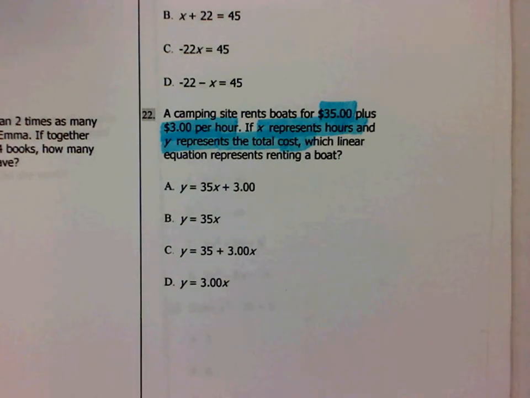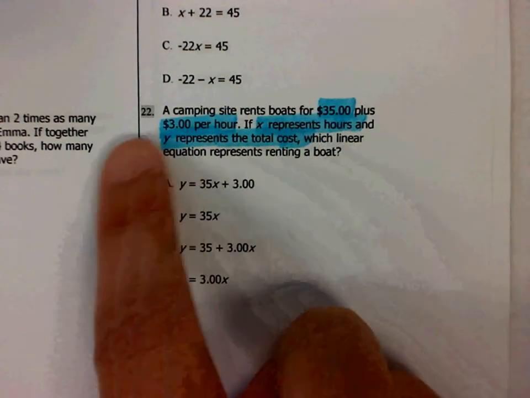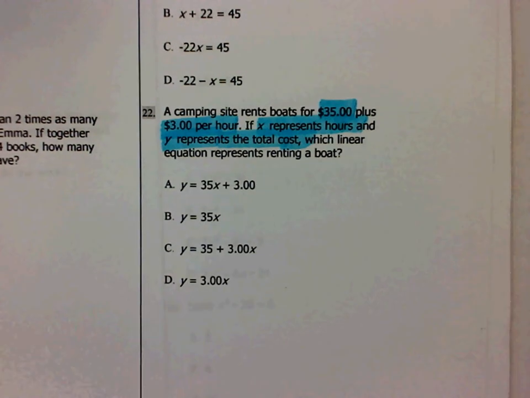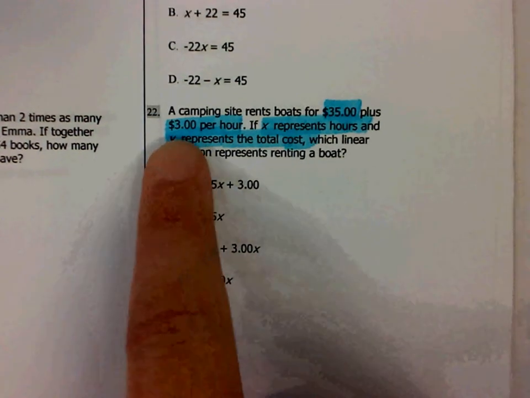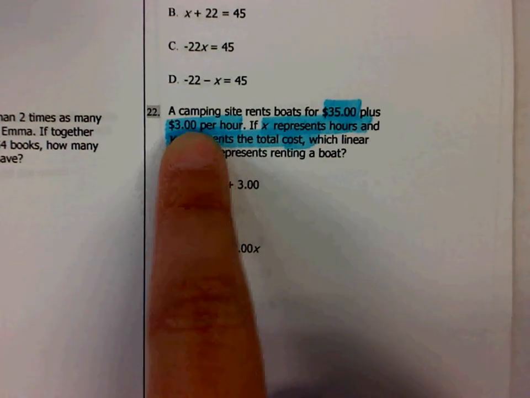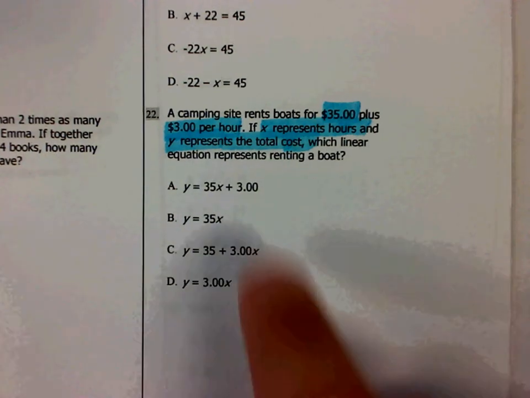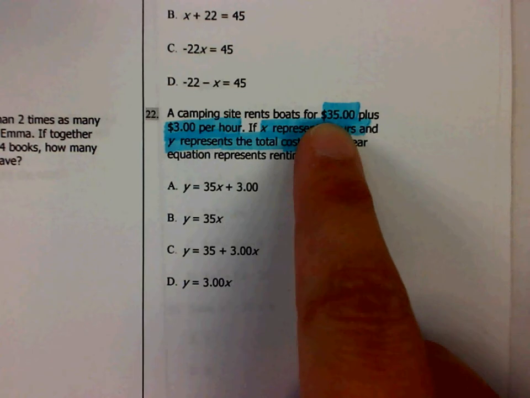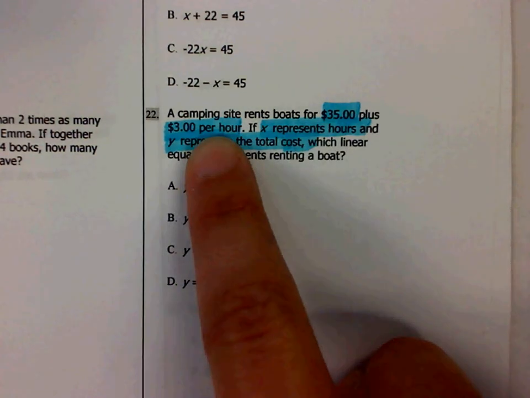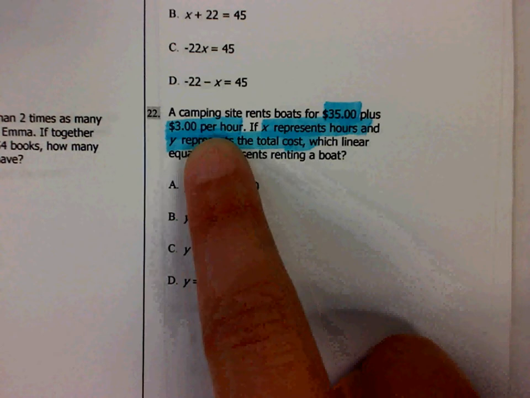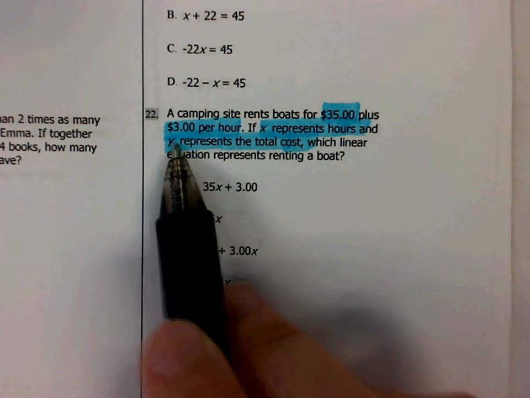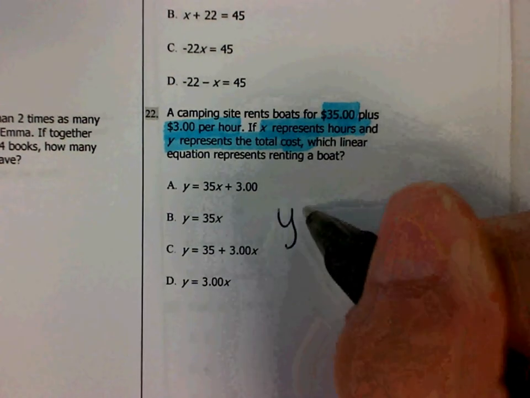If you are renting a boat from a camping site, you're always going to pay an initial down payment fee. That's what the $35 is. You don't pay $35 every single hour. You pay $35 one time and one time only. After you pay the $35, you also pay an hourly fee. It says it's $3 per hour. So there's automatically going to be two operations in our answer. The first operation is going to be involving just adding the initial $35, and then we're also going to multiply 3 times the number of hours we work to figure out how much money we make per hour. I know that y is representing the total cost, so y is going to be by itself.